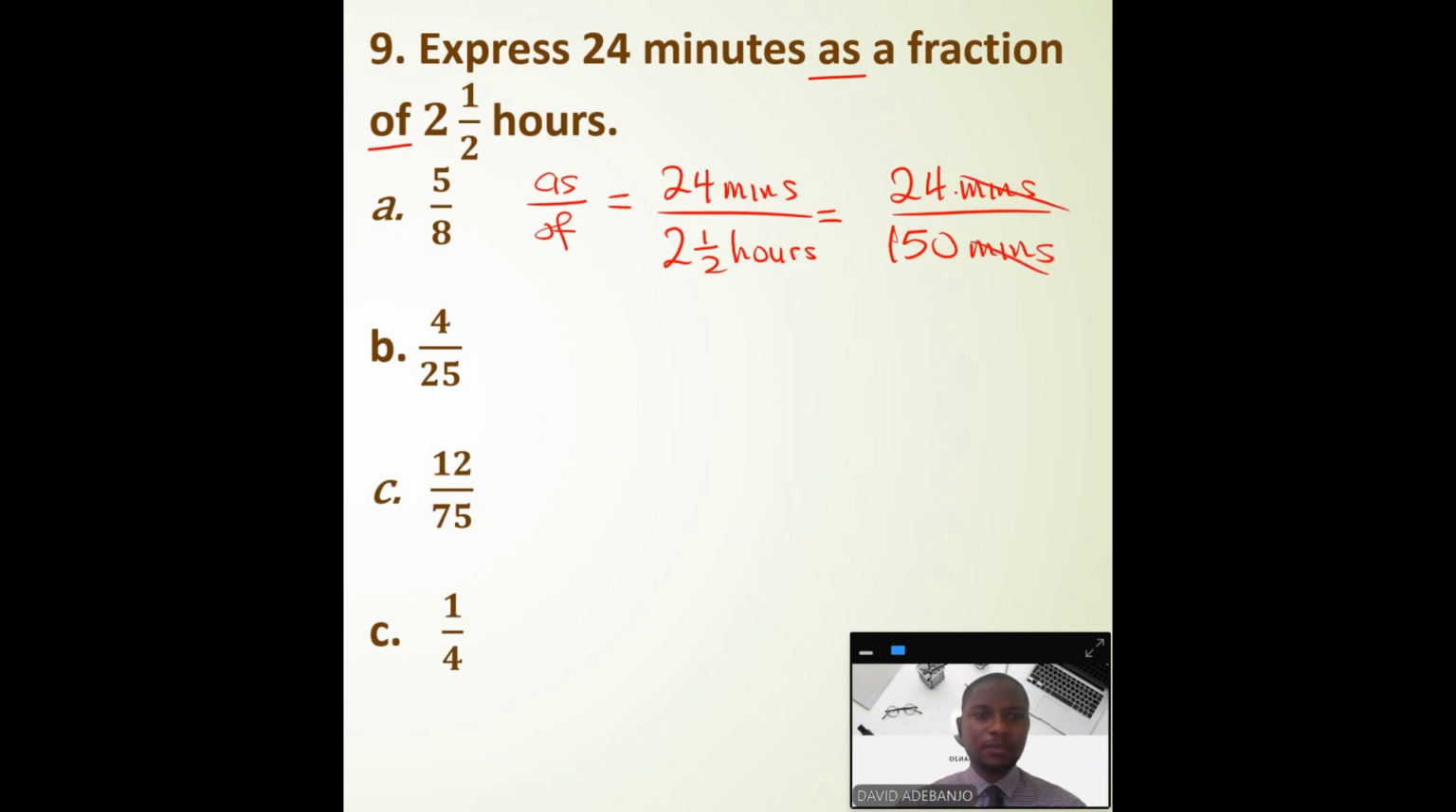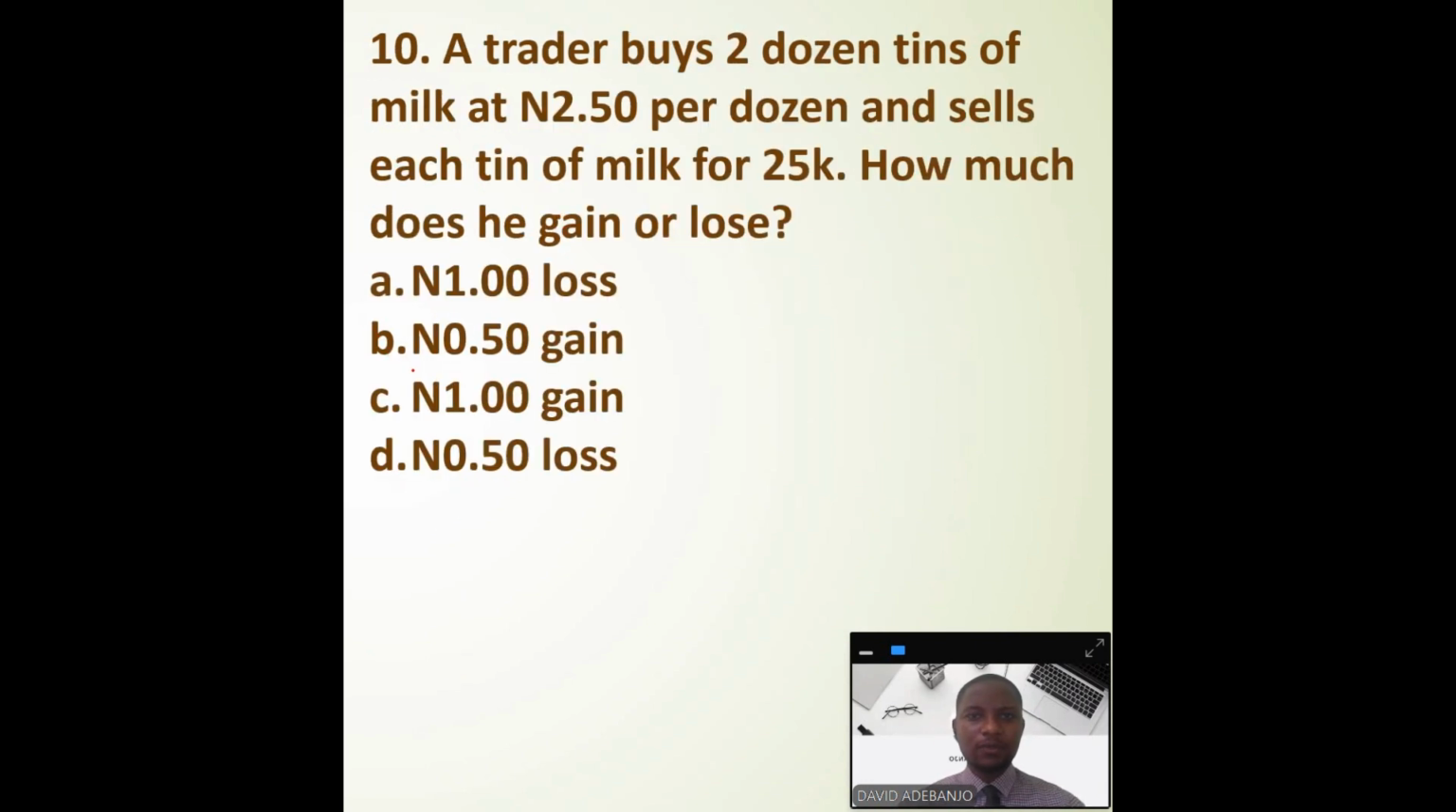Minutes cancel minutes. 2 here you have 12. 2 here you have 75. 3 here you have 4. 3 here you have 2. Carry 1, that's 5. So you have 4 out of 25. So your answer is B. Moving on to question 10.